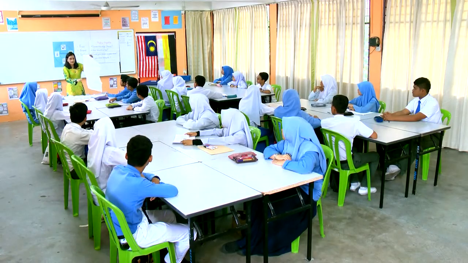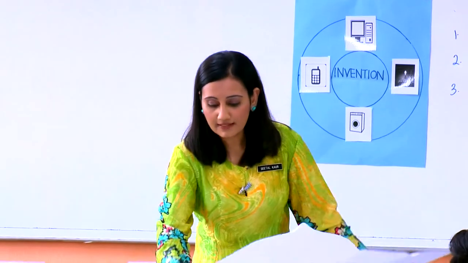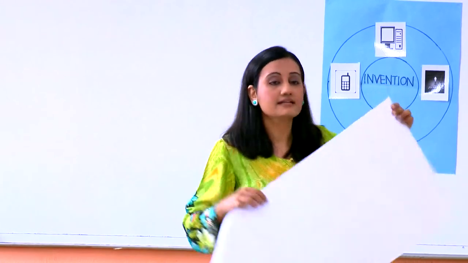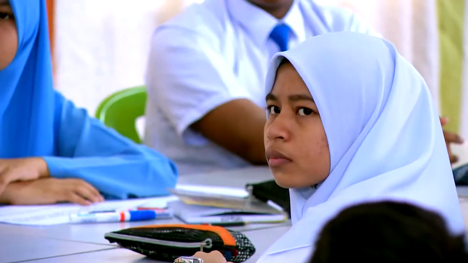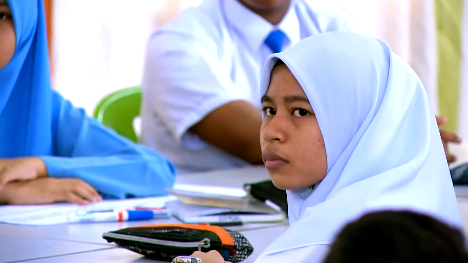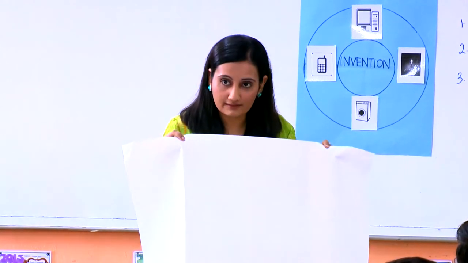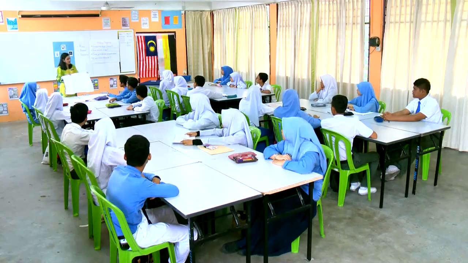Now, each group will be given 2 pieces of paper. The first piece is for you to draw your invention, your design. And the second piece of paper is for you to write a description about your product. You can write the price of the product, special features of the product, and where you can purchase the product. Clear? Yes. Okay then.